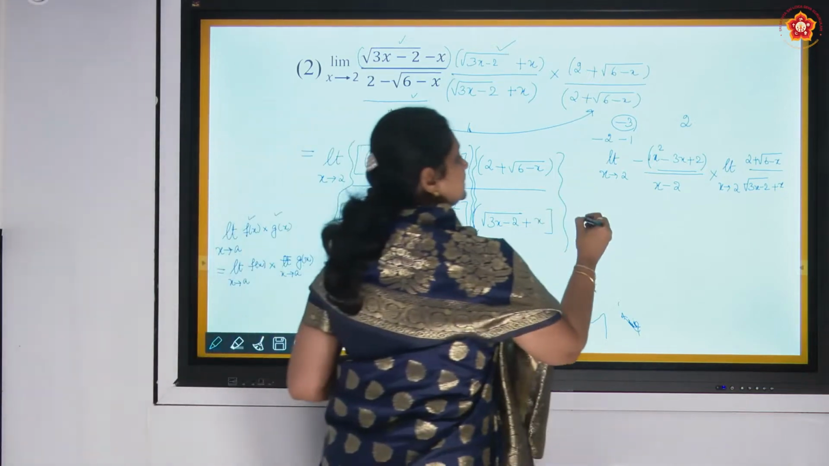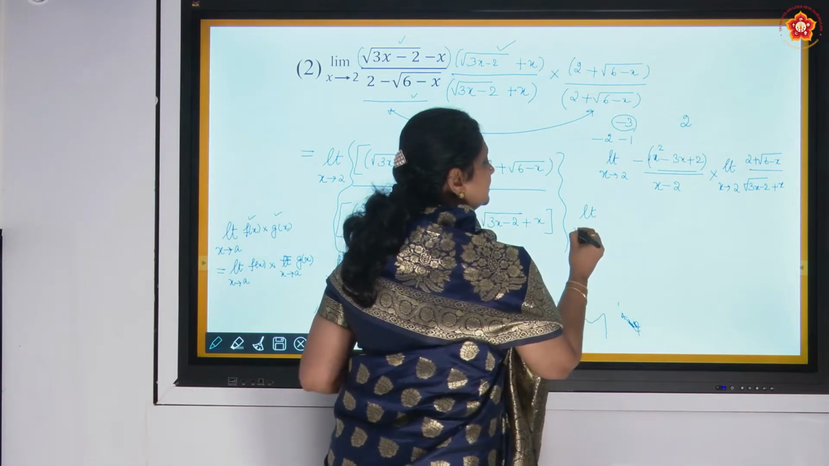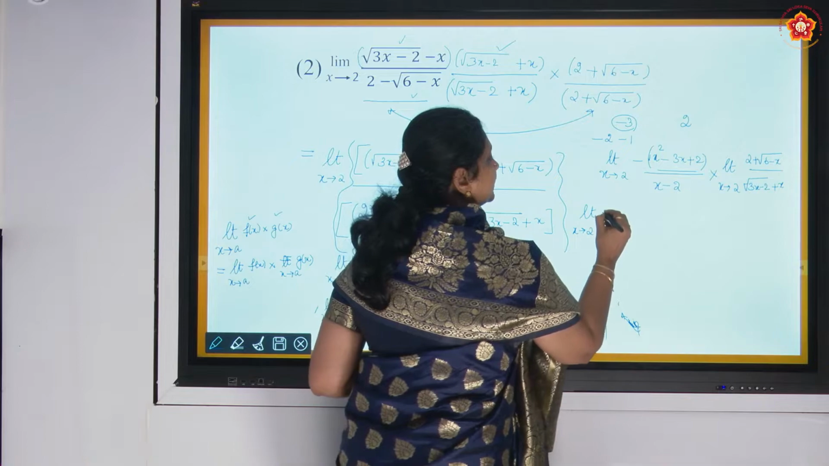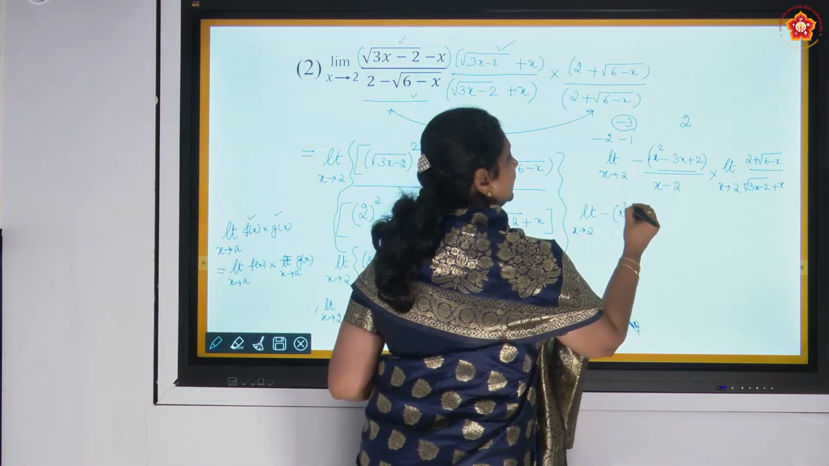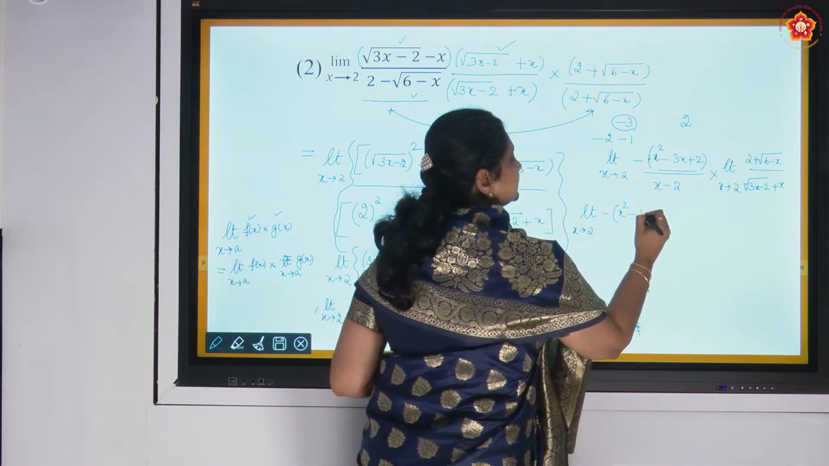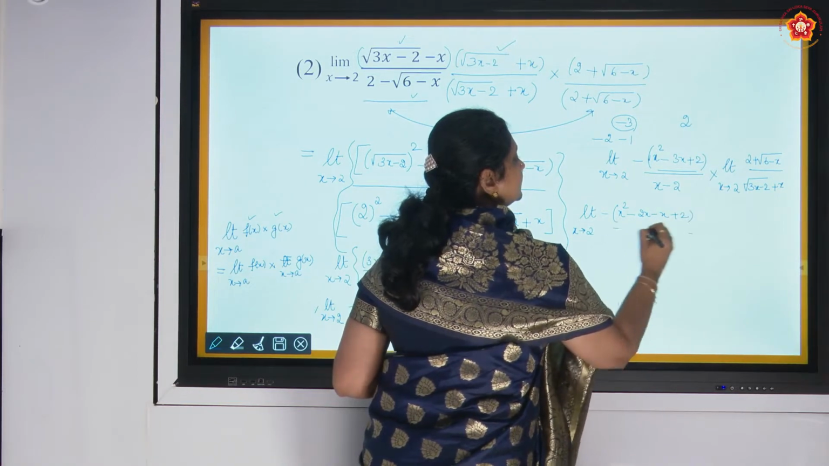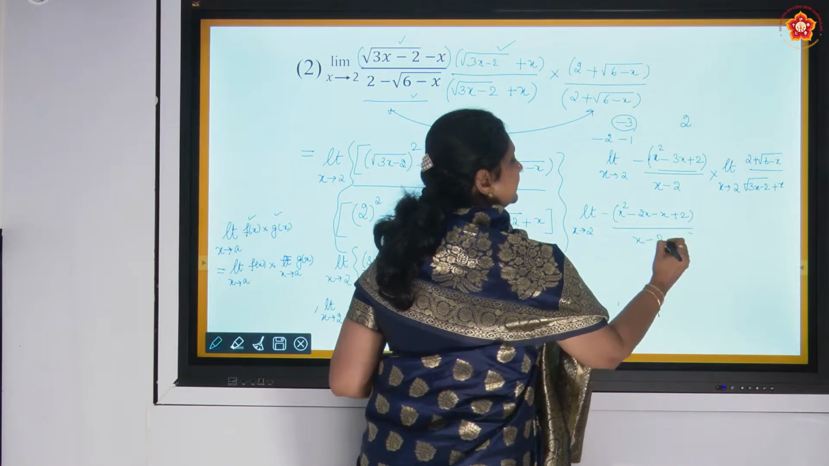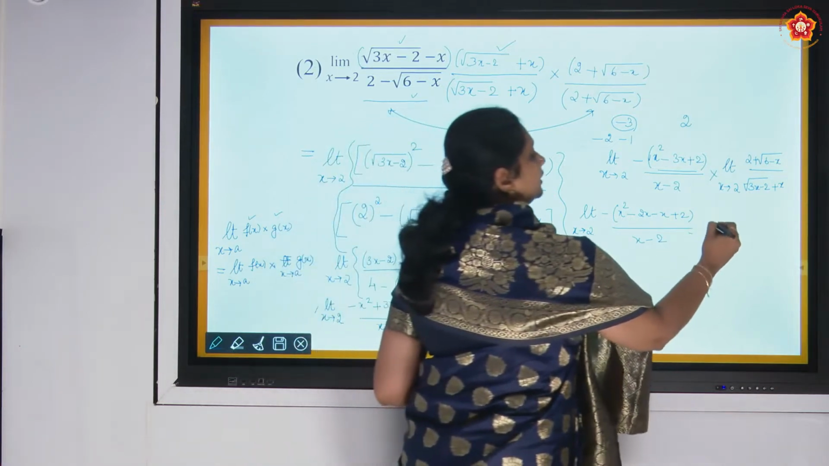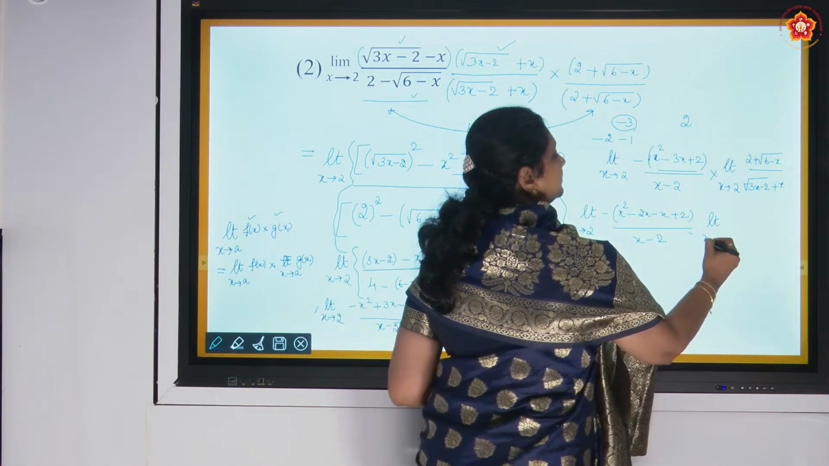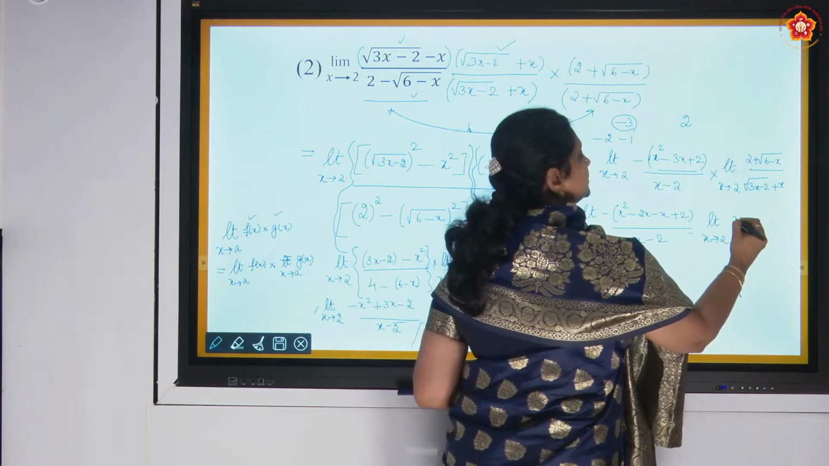So let me split the middle term. Limit x tending to 2 minus of x square, this minus 3x, I'm going to write it as minus 2x minus x plus 2 divided by x minus 2. And here I just rewrite it again. Finally, I'll substitute the limits.